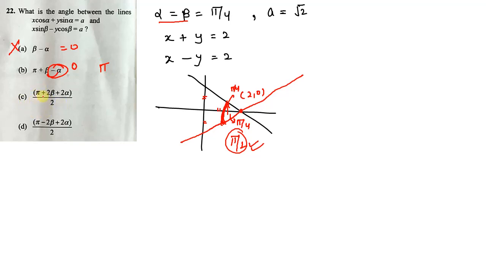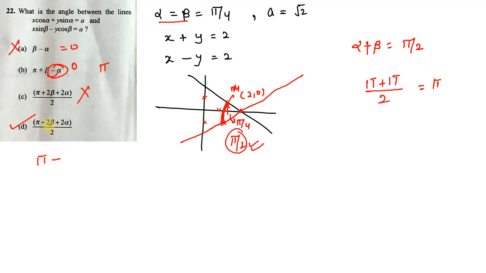Option number C: if alpha and beta are equal and both are pi by 4, then alpha plus beta should be pi by 2, and 2 times alpha beta is pi plus pi upon 2, that is also pi, not equal to pi by 2. So option number C is cancelled out. So obviously option number D is our answer, but check it once.